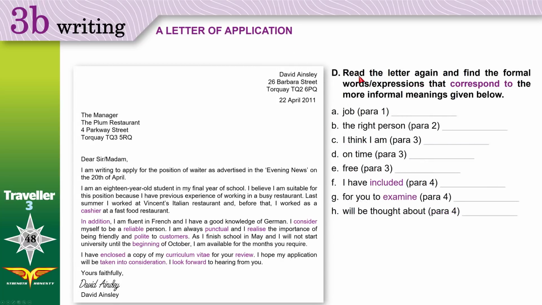D. Read the letter again and find the formal words or expressions that match the more informal meanings given below. The word job is informal. Can you find the formal word for job in paragraph 1? It is position. "I am writing to apply for the position." B. The right person, in paragraph 2: "I believe I am suitable." C. "I think I am": "I consider myself."